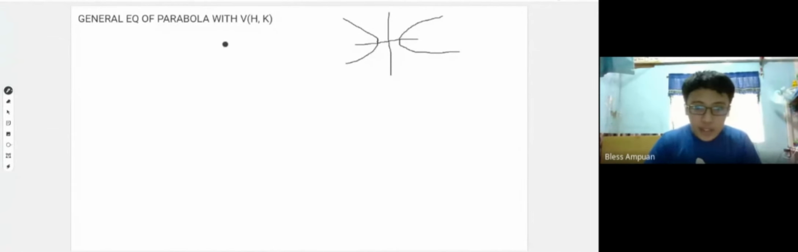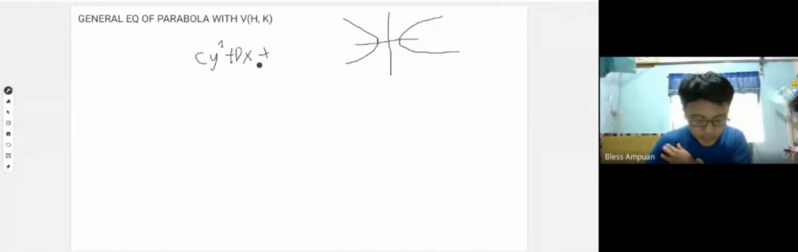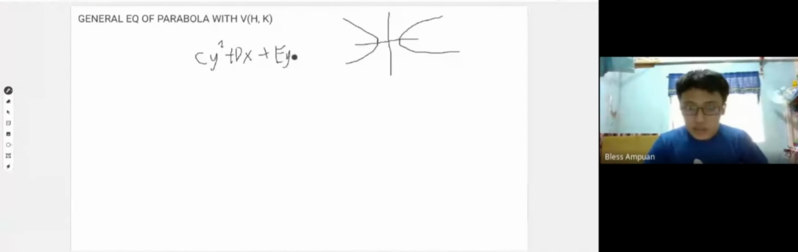So your equation would be like this: cy squared plus dx plus ey plus f equals 0. This is also one of the techniques to solve for the coordinates of the vertex, the focus, and the latus rectum, given the equation of the parabola. Again, this is the equation for a parabola that opens to the left or to the right.